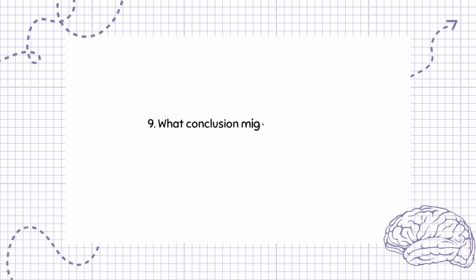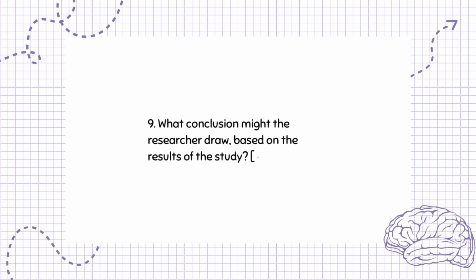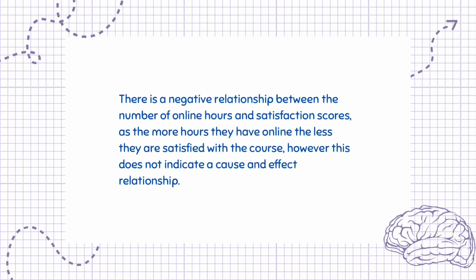Question 9. What conclusion might the researcher draw, based on the results of the study? 2 marks. There is a negative relationship between the number of online hours and satisfaction scores, as the more hours they have online the less they are satisfied with the course. However, this does not indicate a cause and effect relationship.